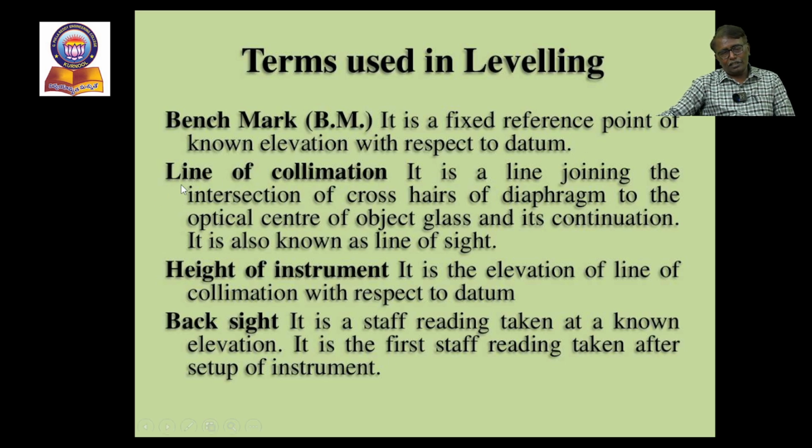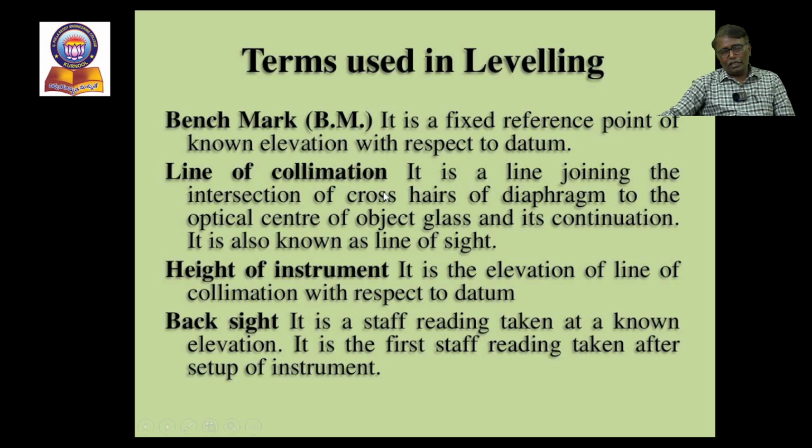Next definition is line of collimation. It is a line joining the intersection of the crosshairs of the diaphragm to the optical center of the object glass and its continuation. It is also known as the line of sight. So two names are there. Line of collimation or line of sight is the same. It is an imaginary line passing through the intersection of the crosshairs provided inside a telescope on a diaphragm and the optical center of the object glass and its continuation.